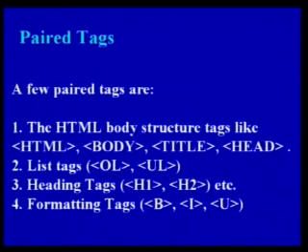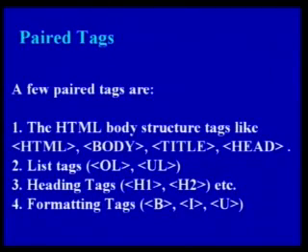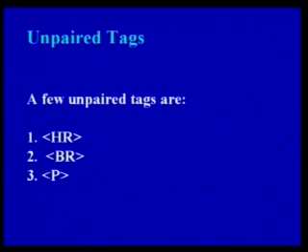List tags. List tags are OL and UL tags, which are used to create the list items. Heading tags like H1, H2, H6, etc., which are used to create the headings. Formatting tags like bold, italic, and underline. All these are paired tags. That means if you don't close these tags, that will be incomplete. A few unpaired tags are like HR. HR is used to create the horizontal rule, that is to break sections of text. Okay. BR is a break tag which is used to create a new line, and P is used to create a new paragraph.